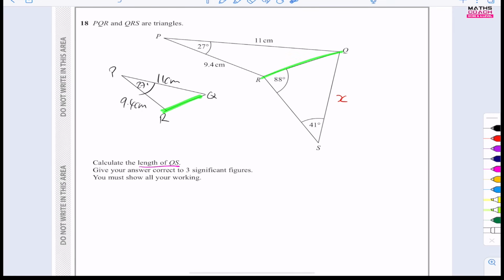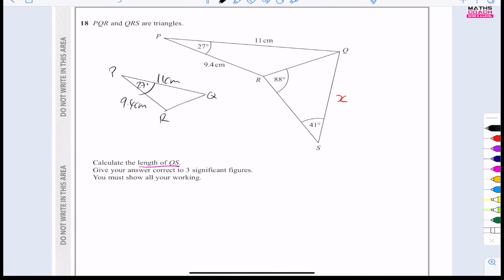So how do I find RQ? I can use the cosine rule. When it comes to the cosine rule, I can make my own letters up. So I don't have to have this as P, Q, and R. I can have this as A, this as small a, this as B, this as small b, etc. It's up to you. You can do that. But I'm going to assume that you know how to use that cosine rule quite well.